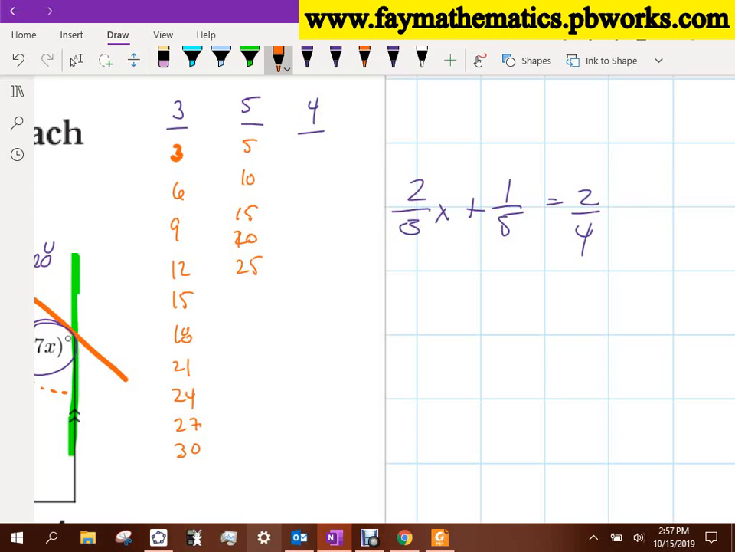Okay, so if I do this, right here we notice that 3 and 5 both grow to 15 at some point, right? That would be the smallest value that they both grow to. So that would be the LCD between 3 and 5.